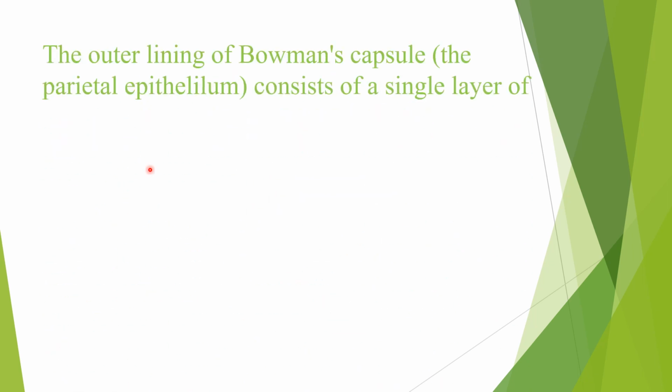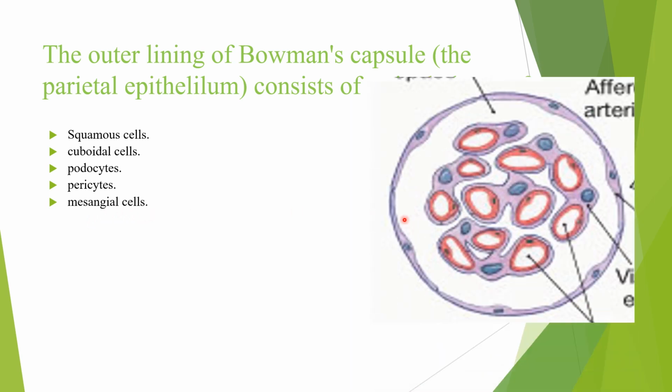Next MCQ: the outer lining of the Bowman's capsule, that is the parietal epithelium, consists of a single layer of what? The options are a single layer of squamous cells, cuboidal cells, podocytes, pericytes and mesangial cells. Again you can understand this by this diagram. This is the cross section of the renal corpuscle. Here you can see the parietal layer and these are the visceral layers and these are different blood capillaries. You can best appreciate that the parietal layer or the outer lining of Bowman's capsule is formed by simple squamous epithelium. So the option is a single layer of squamous cells.